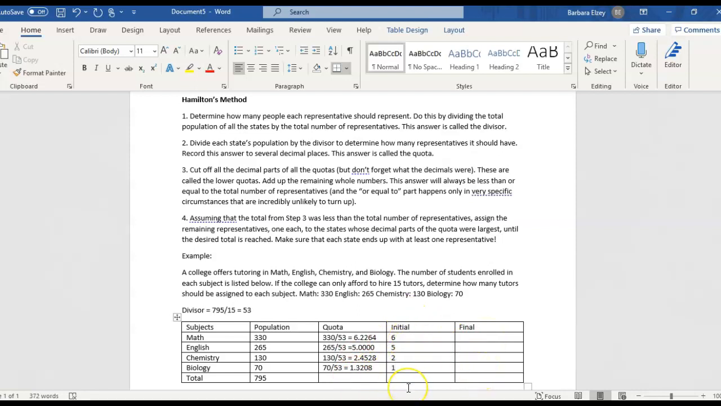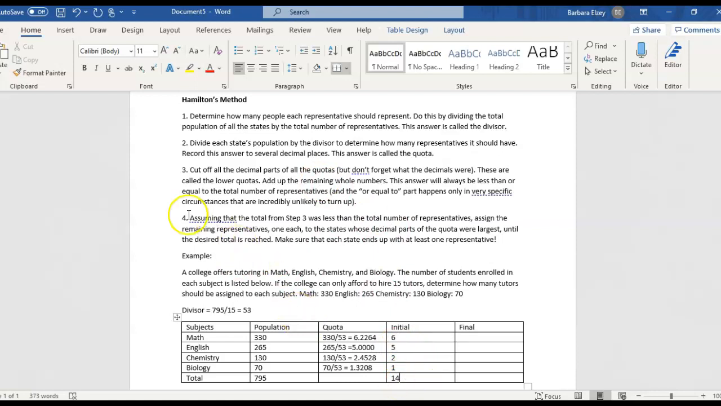All right, so I'm going to add these up. That's what it says. Add up the remaining whole numbers. Okay, so 6, 5, 2, and 1. 11, 13, 14. Okay, I have allocated 14 tutors. Notice it says this answer will always be less than or equal to the total number of representatives, or for us, that's tutors. And that is less than the total number of tutors that we have to allocate. So we've got 14 allocated, but we need to get rid of one more slot.